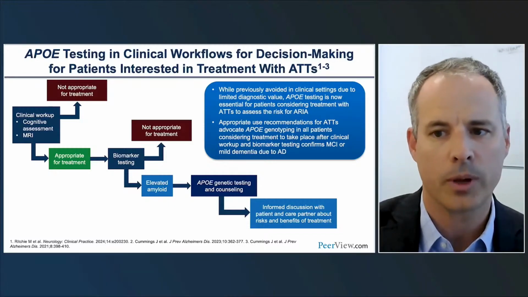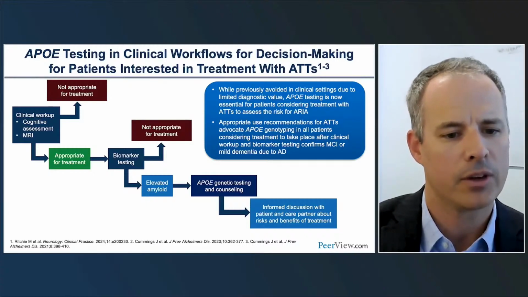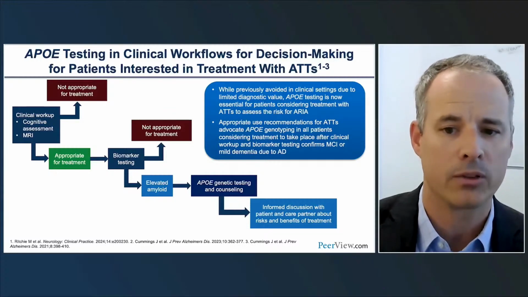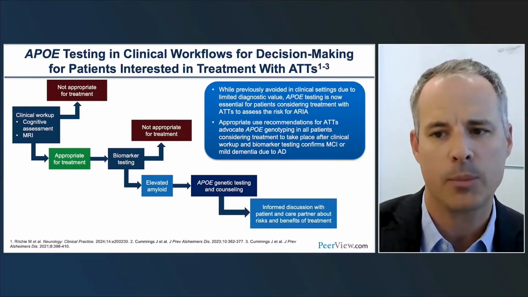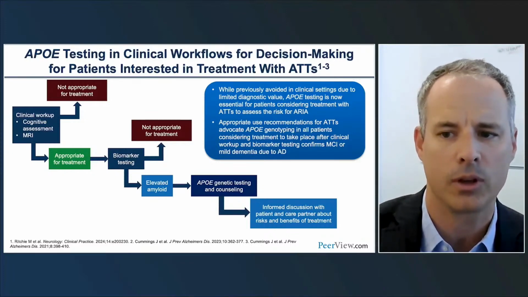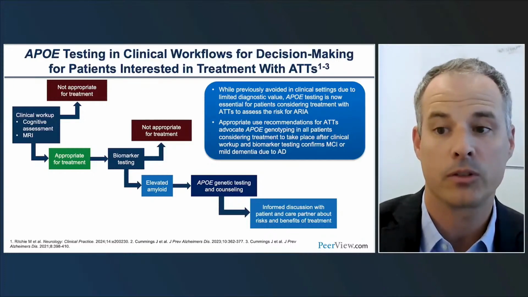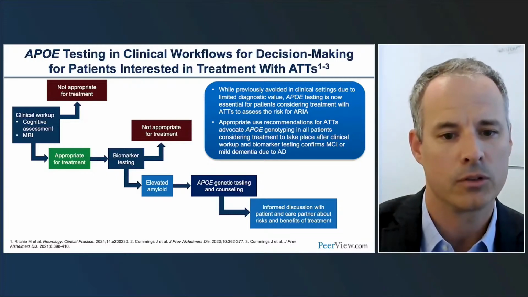This is usually done either by scheduling a lumbar puncture or a PET scan. If they have evidence of amyloid pathology, they continue on the pathway, and at that point is when we consider ApoE testing. So it's important to understand that ApoE testing here is not being used to understand risk for Alzheimer's disease, but rather it's being used to understand risk for ARIA in patients who are likely to be treated with these drugs.